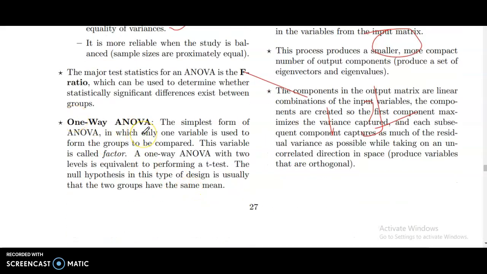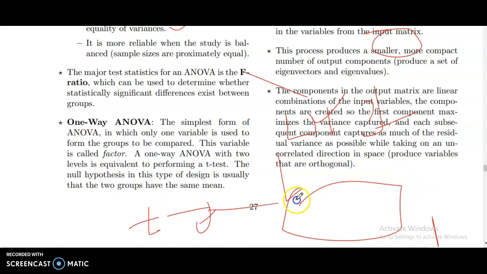One-way ANOVA is the simplest form of ANOVA, in which one variable is used to form groups to be compared. The variable is called a factor. One-way ANOVA with two levels is equivalent to performing a t-test. The null hypothesis in this type of design is usually that the two groups have the same mean.